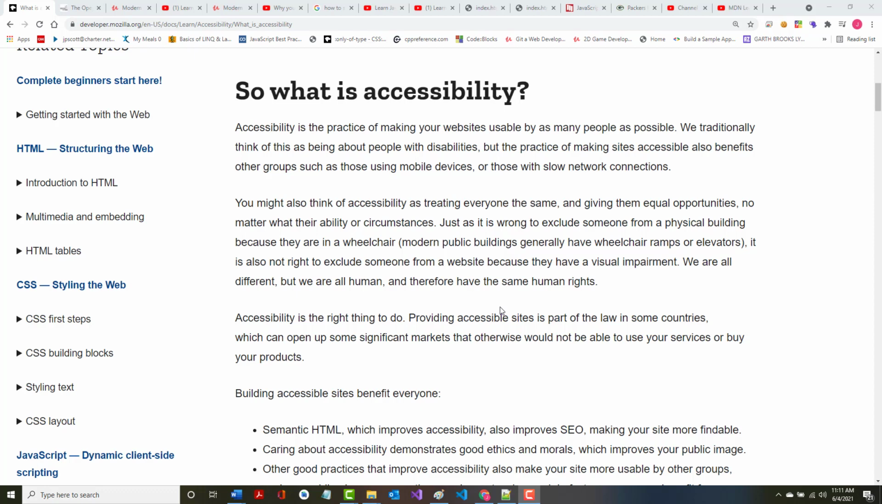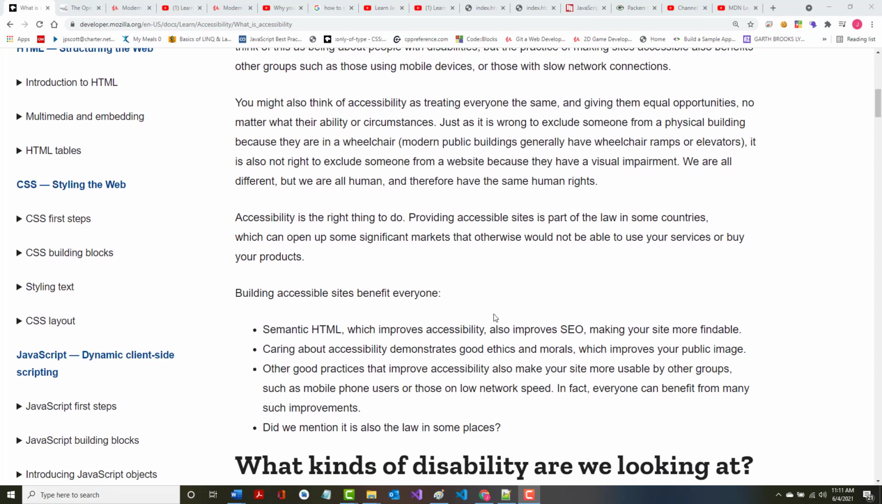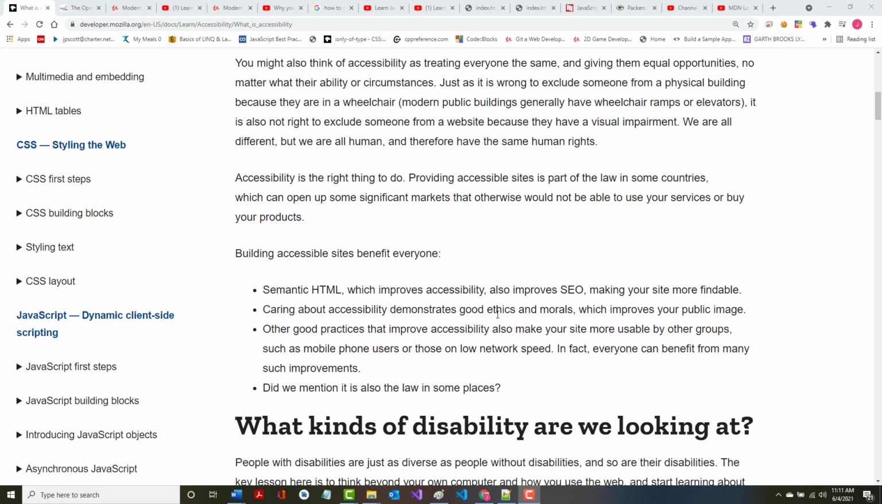It says traditionally we think of this as about people with disabilities. And again, that's not really a word we're supposed to use anymore. It's people, I've been told at least, we should say people with some kind of an impairment. Still, as it says, the practice of making sites accessible also benefits other groups, such as those using mobile devices or those who have slow network connections. You might also think of accessibility as treating everyone the same and giving them equal opportunities. Well, that's how life is supposed to be.